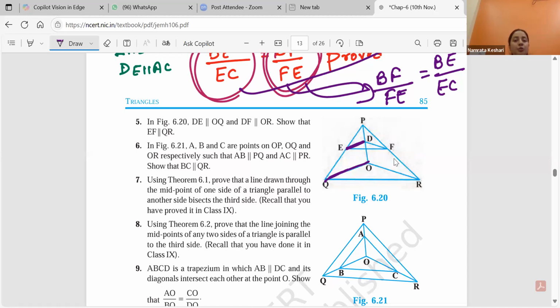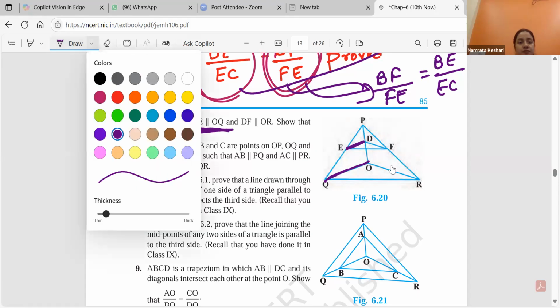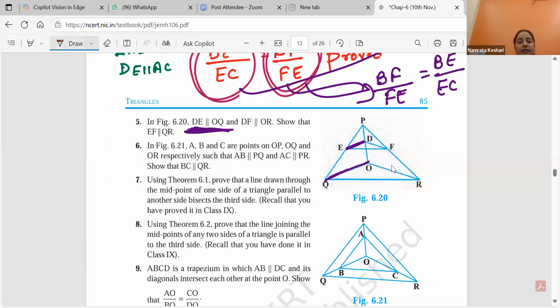Now tell me which triangle to take. On the basis of DE being parallel to OQ, which triangle to pick from here? I'm talking about question number 5. Triangle PQO. Just by looking at this OQ, are you thinking to take triangle POQ? Yes or no? Yes, ma'am. Everyone is getting the same.